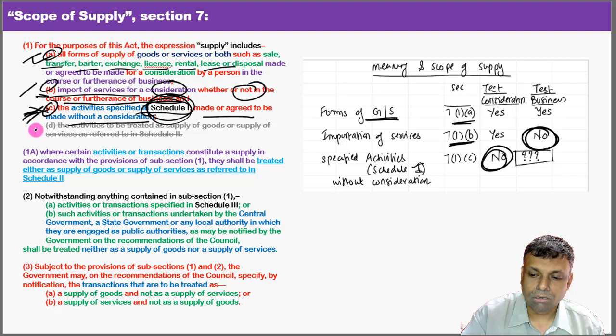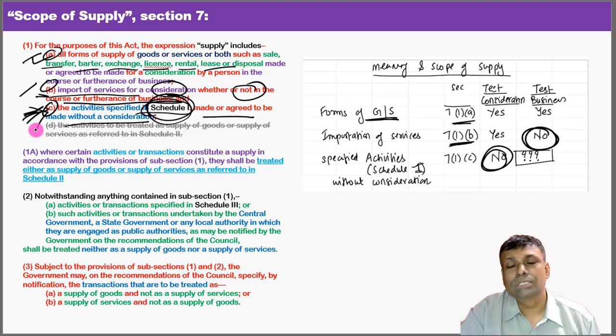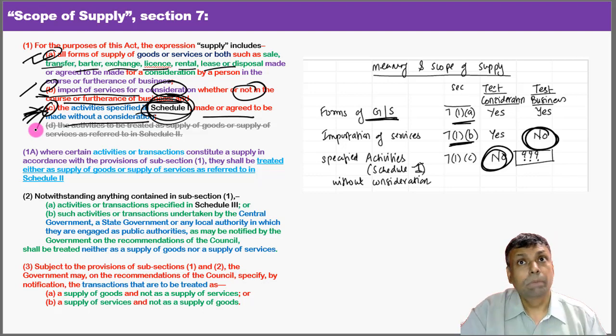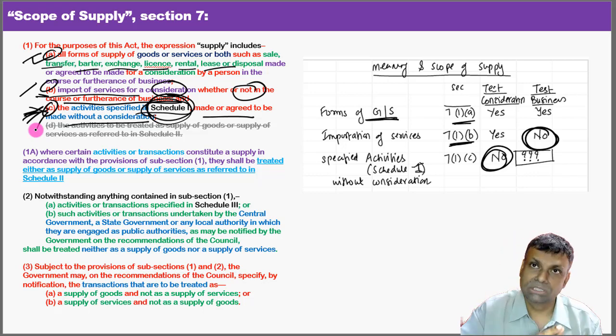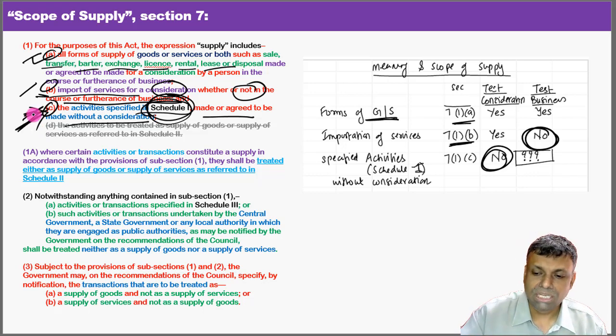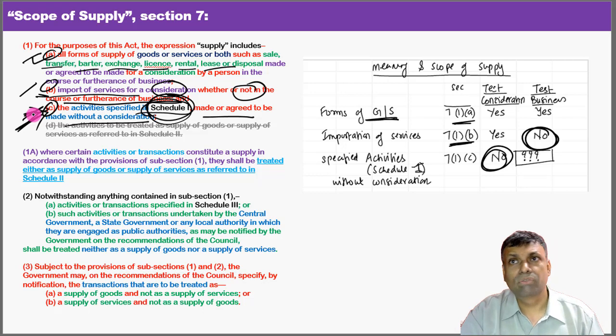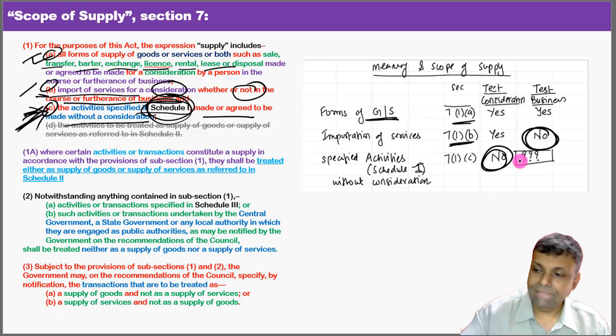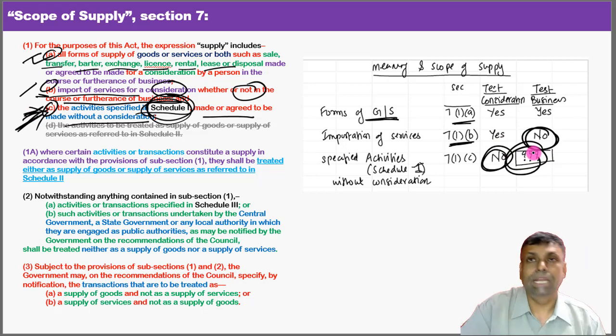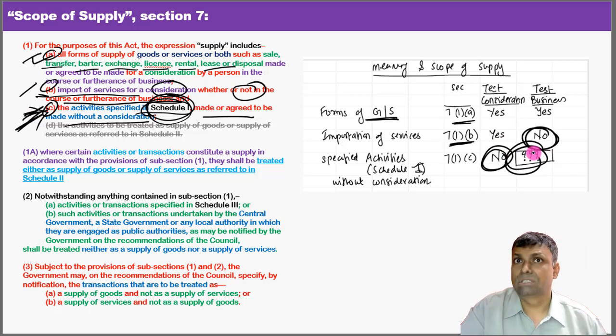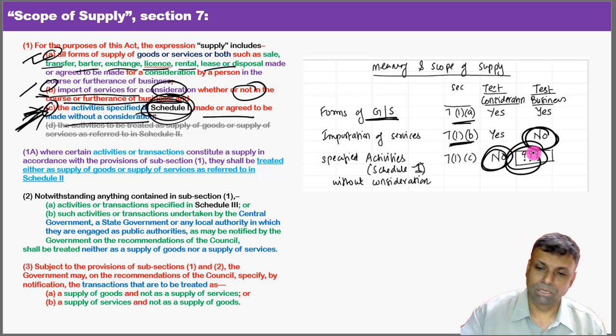However, this clause C does not speak about the test of business, but when you go into Schedule 1, most of the transactions are linked to business. So logically you could say it is in relation to business, but under clause C there is no test of business specifically provided, and that is the reason this becomes a little bit of a gray area in the interpretation of the GST, because this clause by itself does not speak about whether it should be in connection with the business or not.